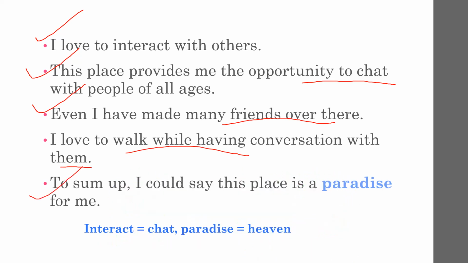To sum up, I could say this place is a paradise for me. Paradise means it's a heaven. This is a place which is very beautiful. It is like a heaven for me. Instead of heaven, I use the word paradise. Hope this answer is clear, which is very simple.